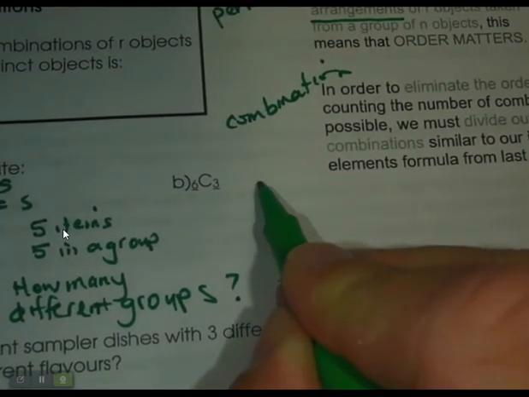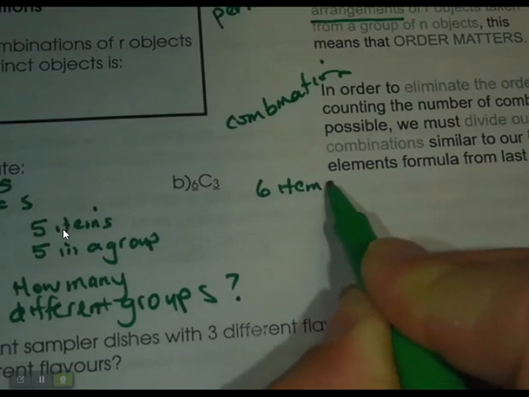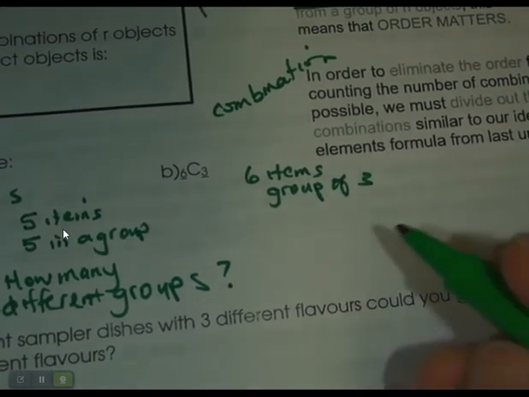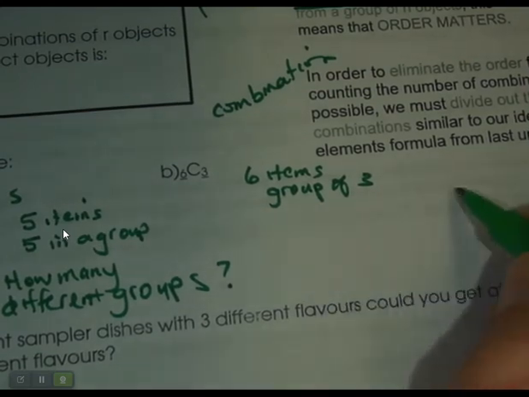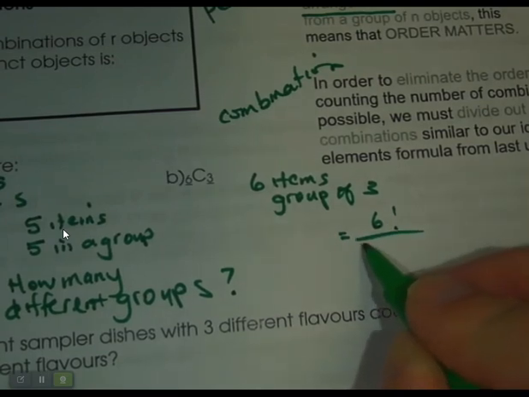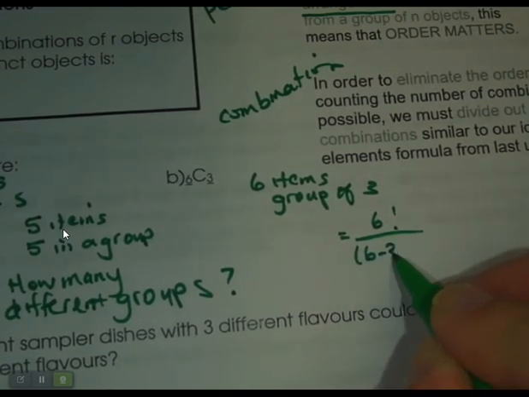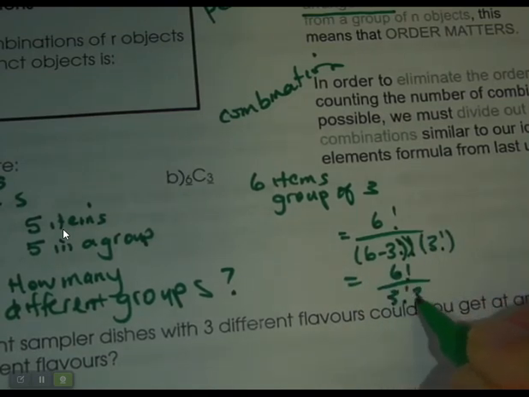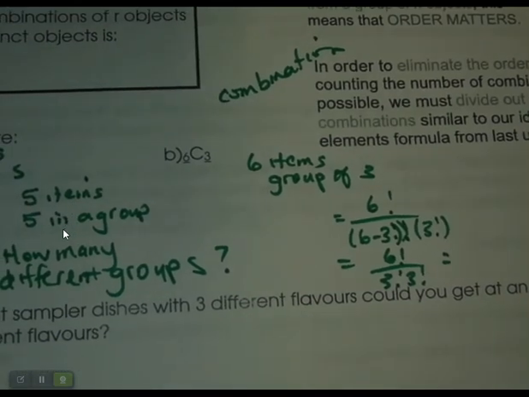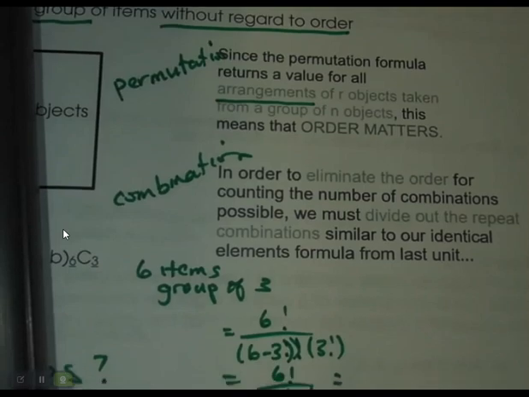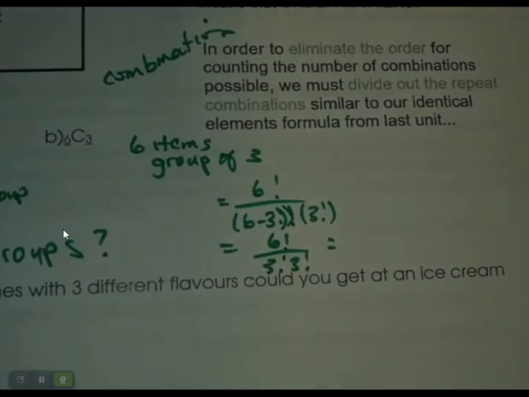Same thing here. If I have 6 items and I have a group of 3, that's what it's looking at. I can use the formula, 6 minus 3 and 3. But I'm not saying you have to use this all the time. You don't have to use this extension. I'm just showing you what it means.